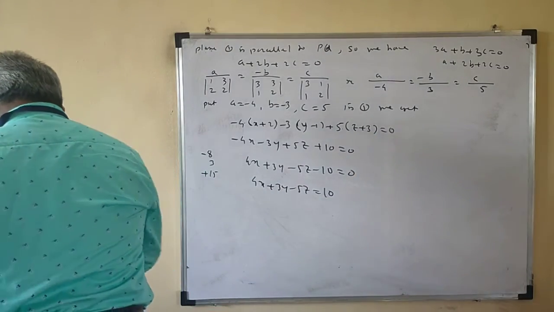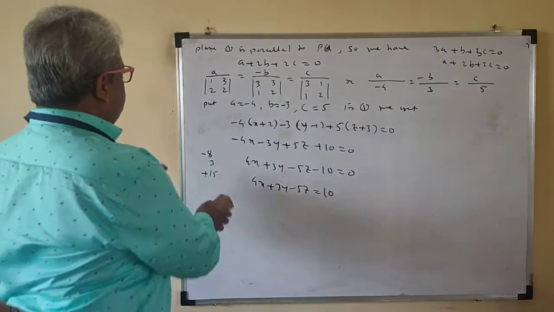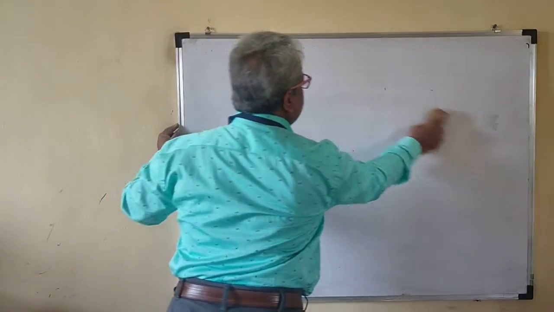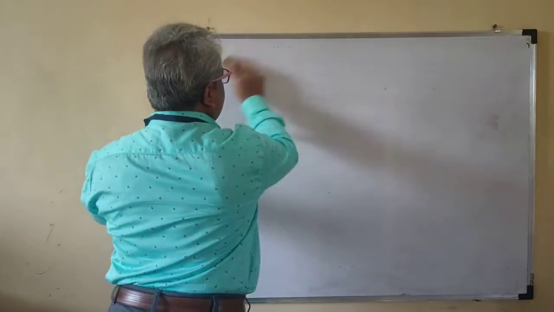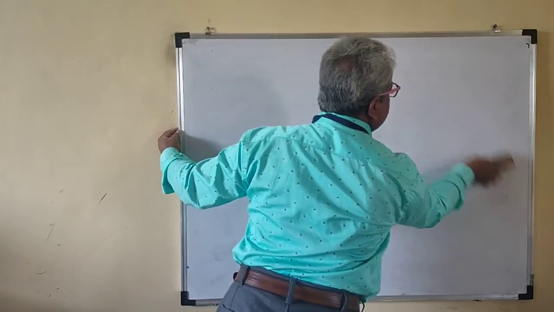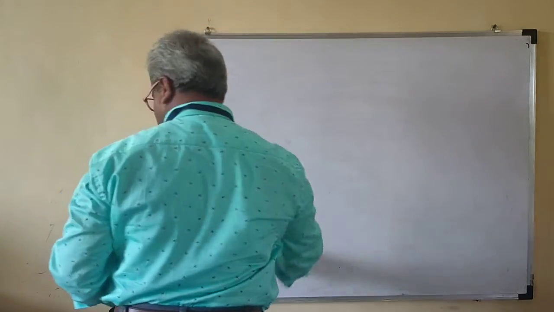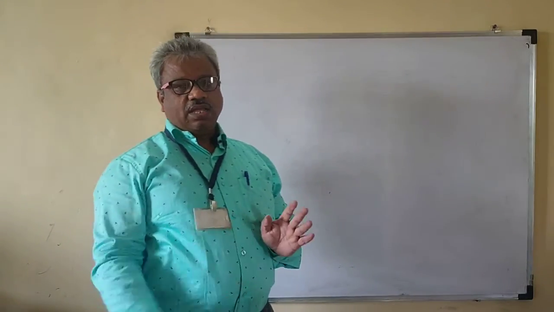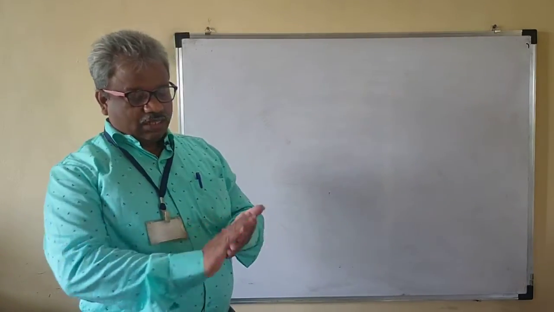So these are the problems related with the angle between the plane and the line. Here we are using that the line is parallel to the plane. Parallel to the plane means the angle between the normal and the line is 90 degrees. That we are using here. Okay, so we'll stop here.